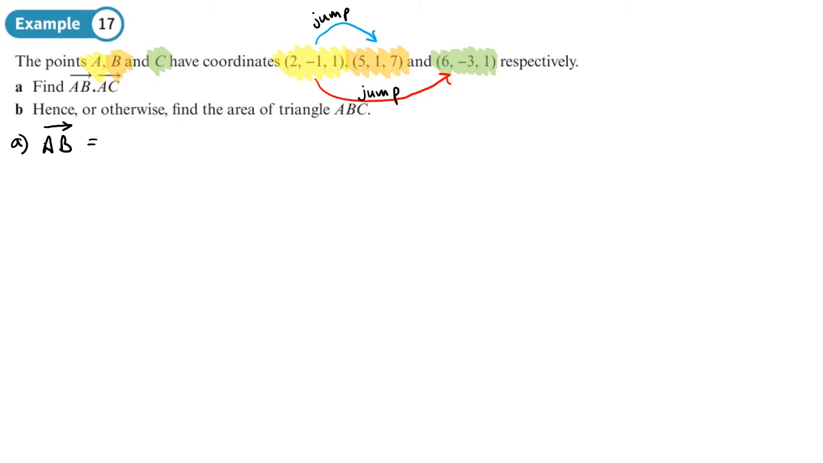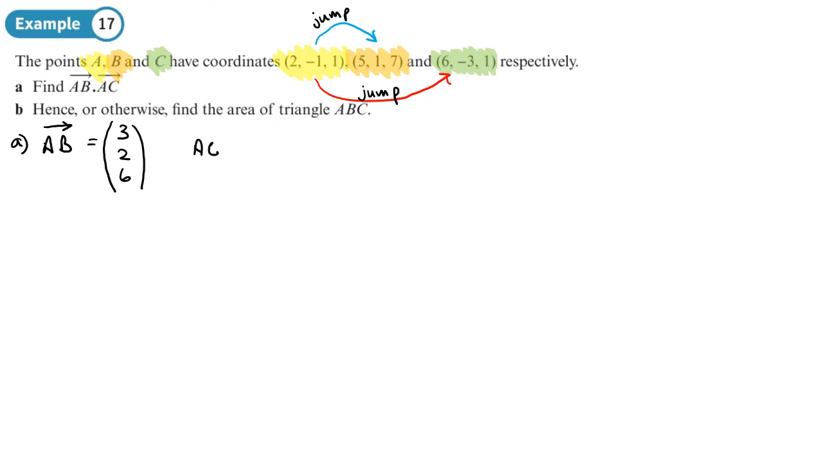So if I work out the jump from vector A to vector B, the first number goes from 2 to 5, so that goes up by 3. The second number goes from -1 to 1, so that goes up by 2. And then the third one goes from 1 to 7, so that goes up by 6.